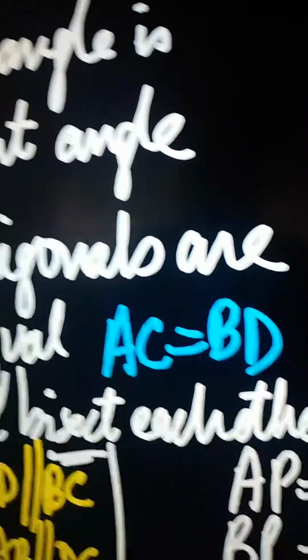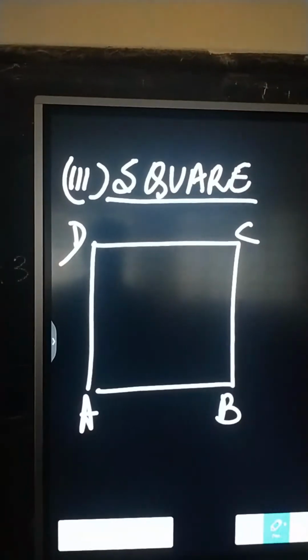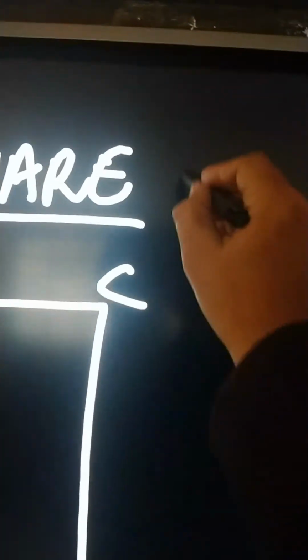Next property, next figure is the third, a square. Now all of you have been studying squares. So what special thing we will study about a square is, if this is called A, B, C, D, in a square, what is a square? The definition of a square says a square is a rectangle.